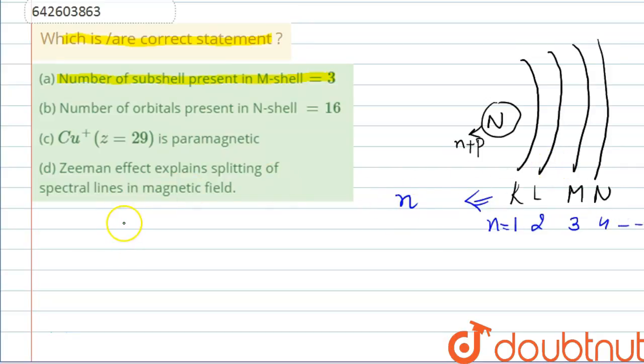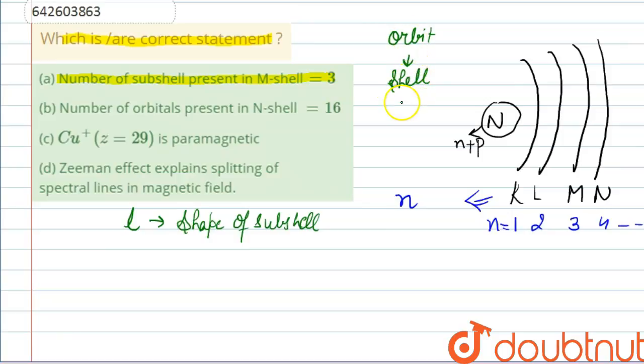Now we have one more quantum number, that is the azimuthal quantum number. This quantum number tells us about the shape of the subshell. Basically there are 4 classifications. Firstly there are orbits. Orbits are the shells, and these contain subshells which contain orbitals, and then the orbitals contain the electrons. This is the address of the electron in an atom.